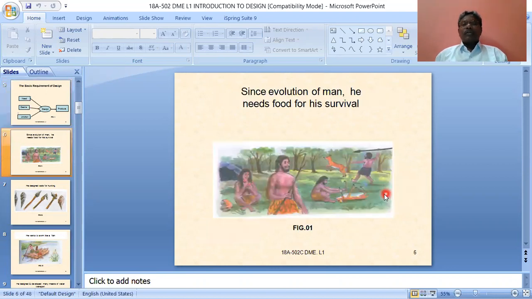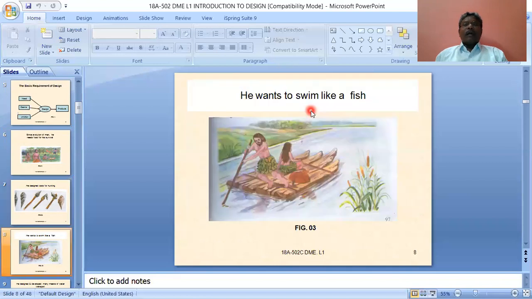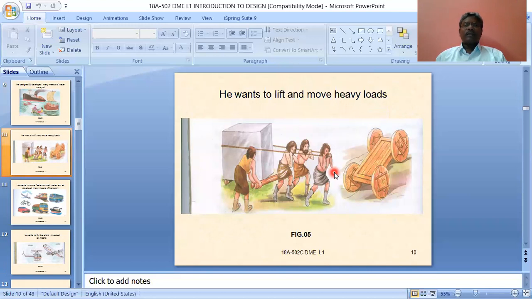So since the evolution of man, he needs food for his survival, so generally he designed tools for hunting. Then he wanted to swim like a fish on the water. Then he designed something to move on the water. And similarly, he designed and developed a means for traveling over the water. Here the ships, boats, etc. they have designed. And he wants to lift the loads, etc. In such cases, he designs something. We have bullock carts, etc. And also for lifting, these are the pictures regarding this.